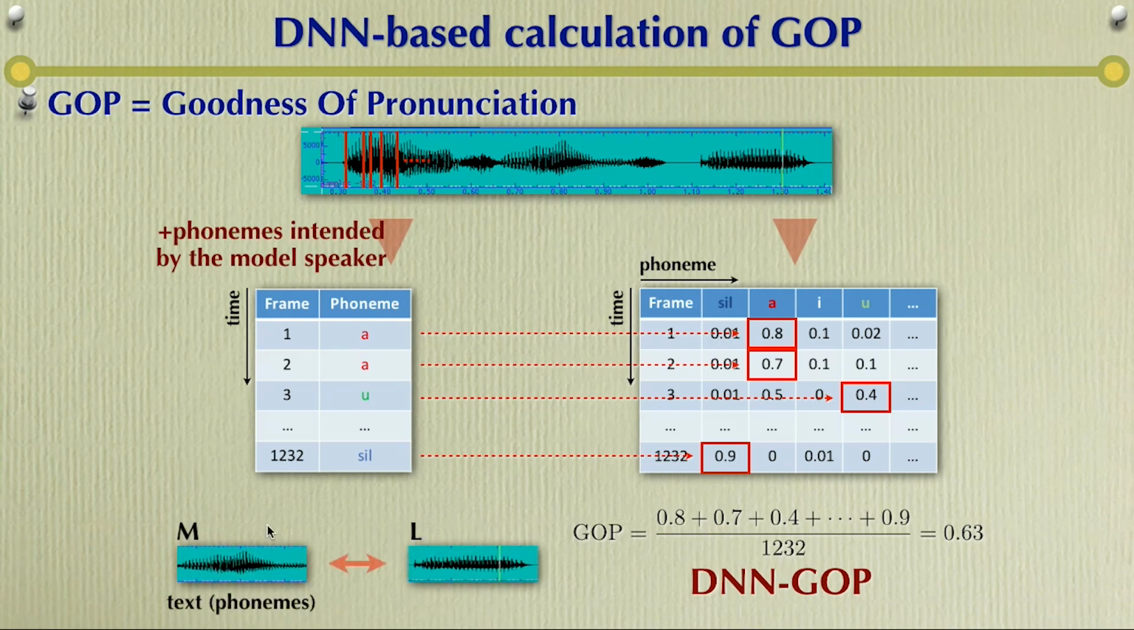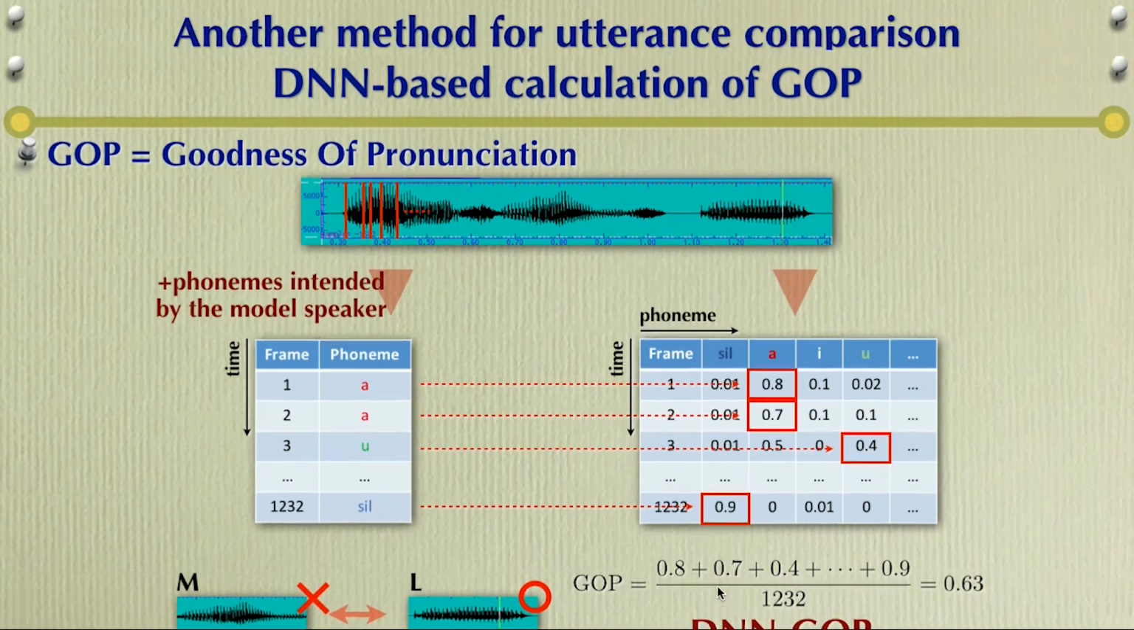So in this case, this is the model utterance, and this is the learner's shadowing utterance. We compared the learner's shadowing utterances and the text or phoneme sequence information. In this case, we did not use the model utterance itself. It is the validity of the learner's utterances in the intended phoneme sequence that is calculated as DNN-GOP.